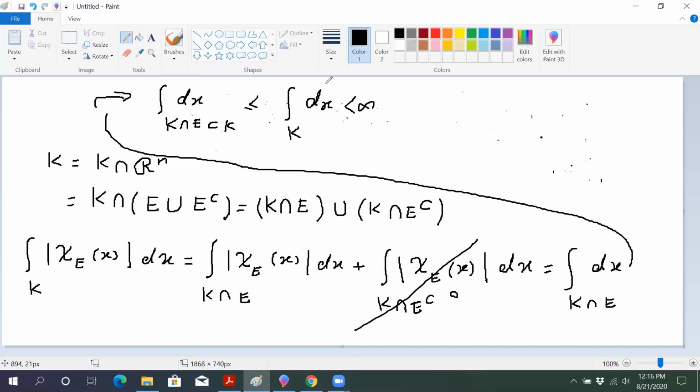Again, why? As I mentioned, because the integral of 1 dx over K is the Lebesgue measure of the compact set K, which is finite. For example, if this is some closed interval, this integral will be the length of the interval. So we have shown that the integral of the absolute value of chi E on every compact set is finite. What does it mean? It means the characteristic function of any set E is locally integrable. Okay. So one more theorem, then it's enough for today.